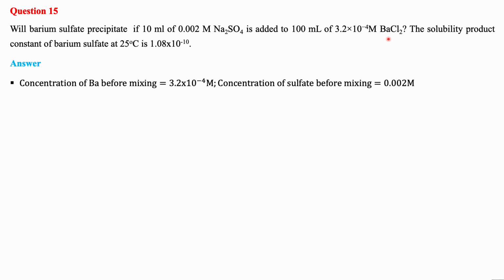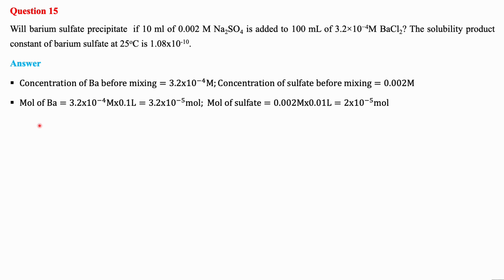Let's see the concentration of barium before mixing. How do we get it? We get it from here, the concentration of barium before mixing, which is 3.2 times 10 power negative 4. It was given. Then we have the concentration of sulfate before mixing. Also we have it. Then let's look for the moles of barium before mixing. You take the molarity times the volume, then you get the moles.